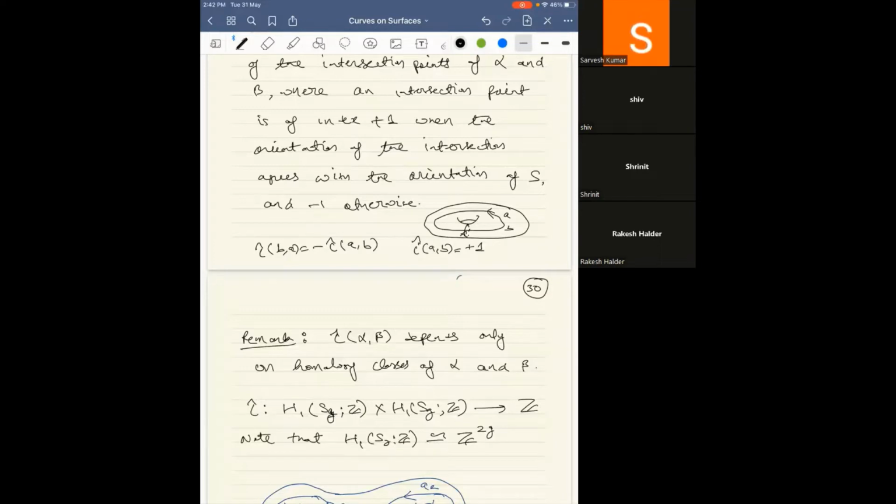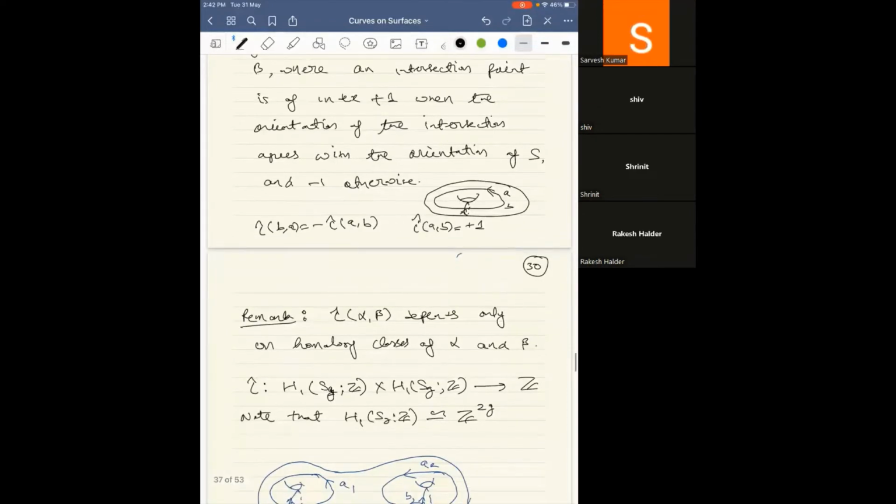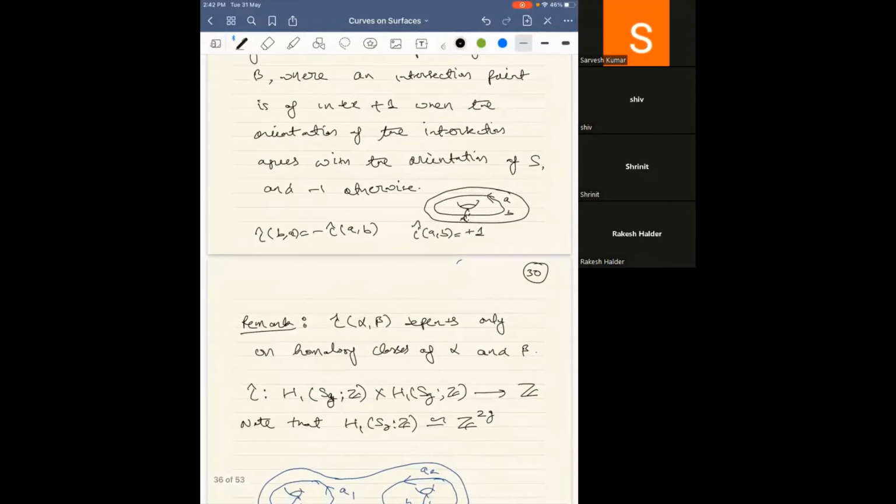Yes. So it depends upon the orientation, of course. If you change that, then everything will change up to a minus sign. The point is, I am given some surface S, and two curves A and B. Yes. So I am fixing an orientation for A and an orientation for B.